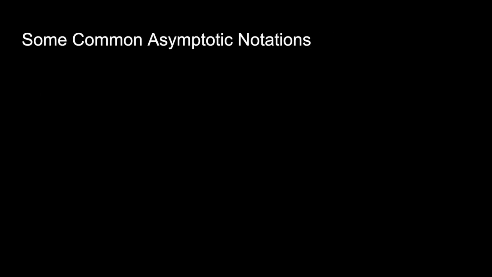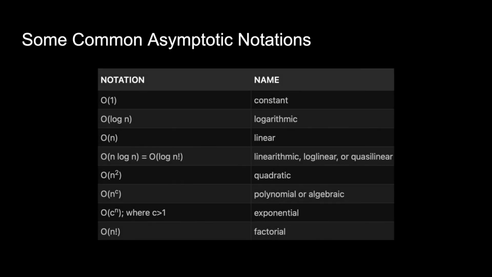Now I will tell you some common asymptotic notations that we need to remember. Big O of 1 is a constant. Big O of log of n is logarithmic. Big O of n is linear. Big O of n log n is log linear or linearithmic. Big O of n square is quadratic.